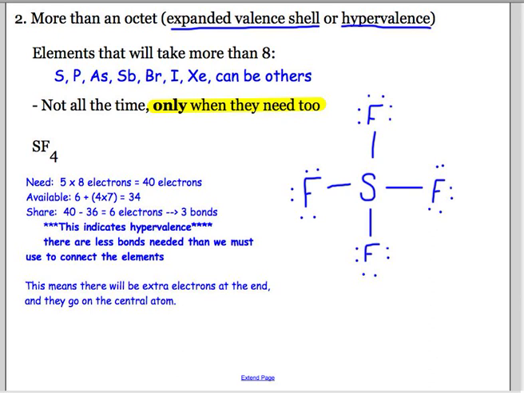And then you count them all up. I count up how many electrons I have right now. I'm only using 32. And remember, the magic number is your available. I really have 34. I have 2 extra electrons. And that means they are going to go on the sulfur. A lot of times when you do hypervalence, you draw a little circle around it to show that it really is on that sulfur. You don't have to, but you can if you want.